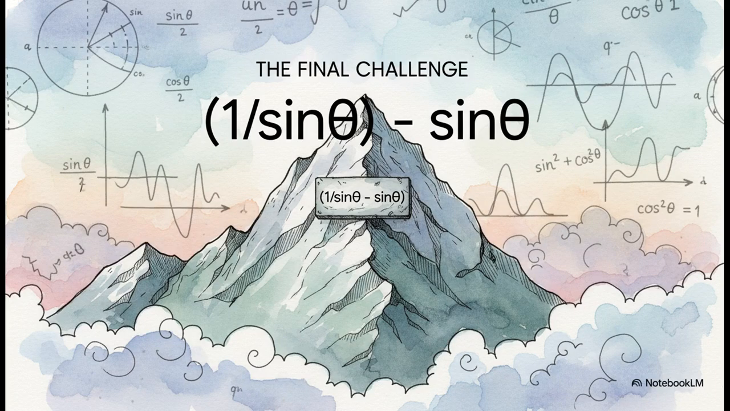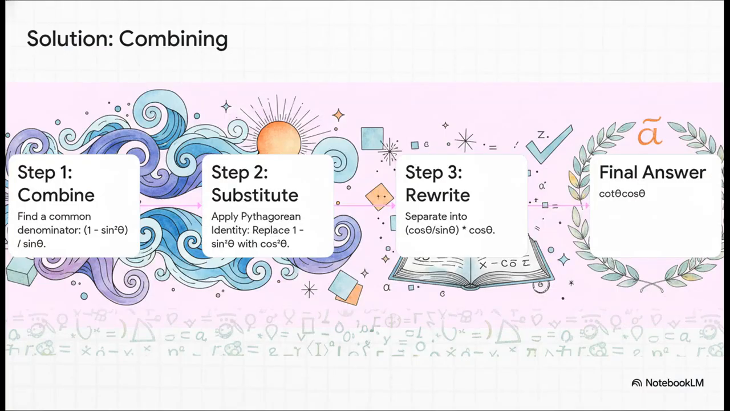Let's see how this all comes together. We need to simplify 1 over sine theta minus sine theta. This one's going to make us use pretty much the whole playbook. Okay, let's start running the playbook. Step 2 tells us to combine fractions. To do that, we need a common denominator, which is obviously sine theta. That gives us 1 minus sine squared theta over sine theta.